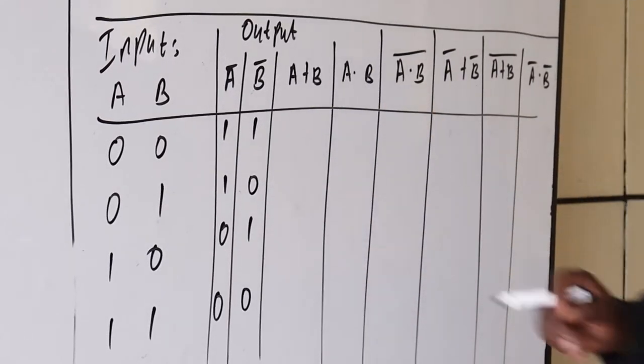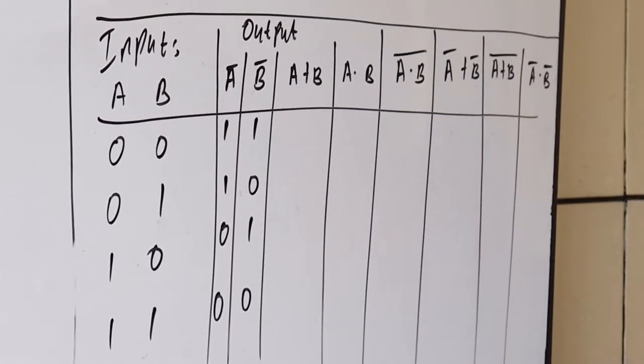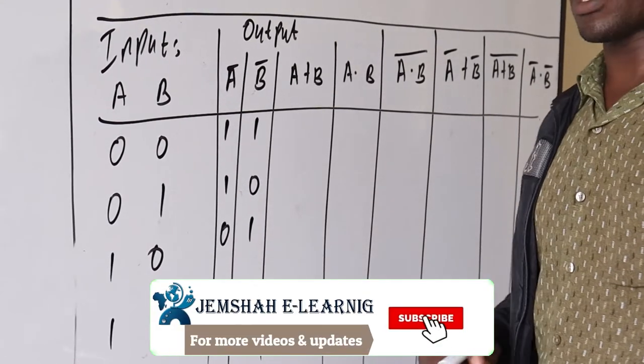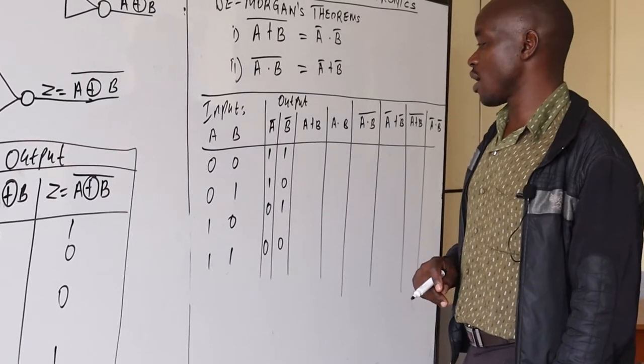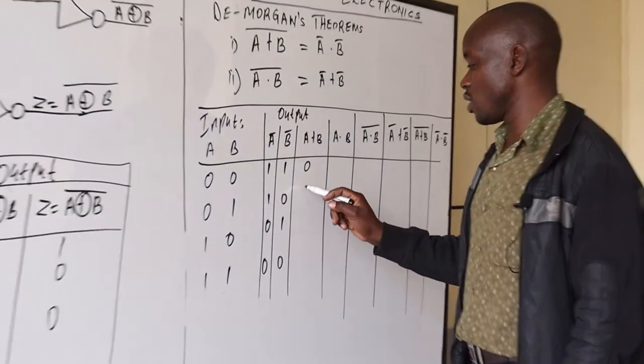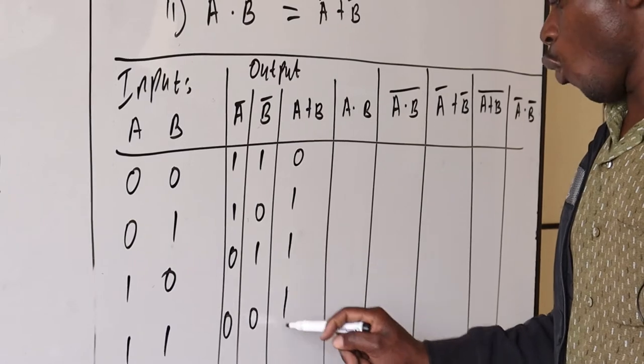Now, next is A plus B. A plus B, as we remember, was an OR gate. An OR gate is a parallel switch. It will give us an output when any or all of the inputs are at logic 1. So the OR gate output will be 0 here, but for the other combinations it will be 1.